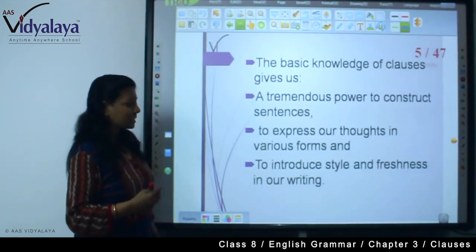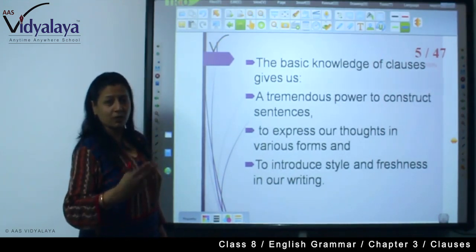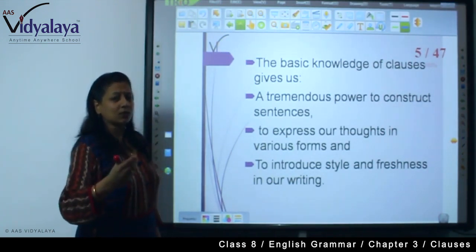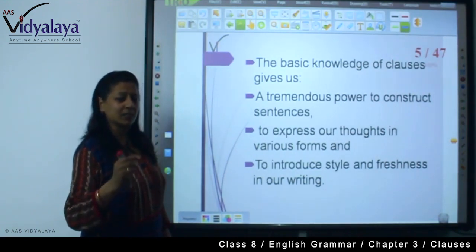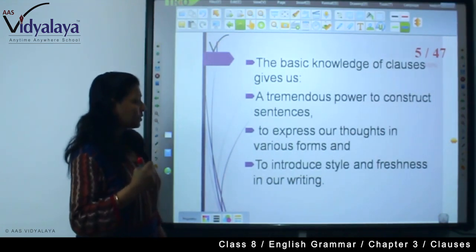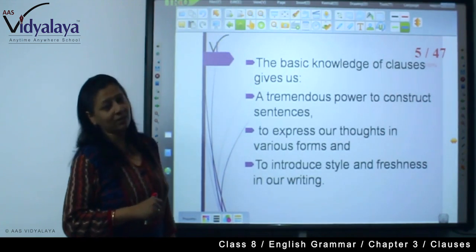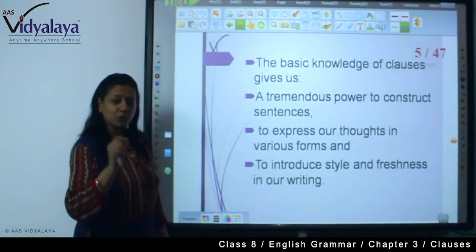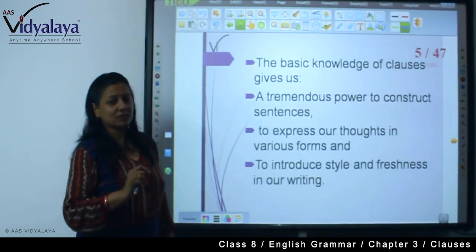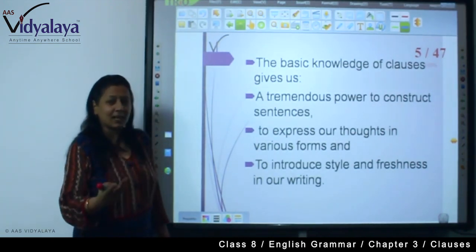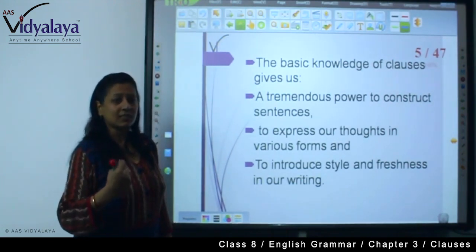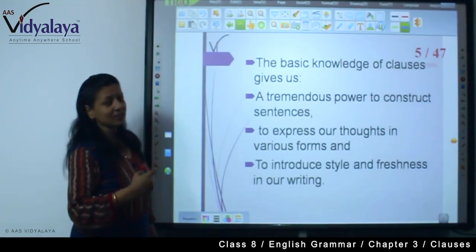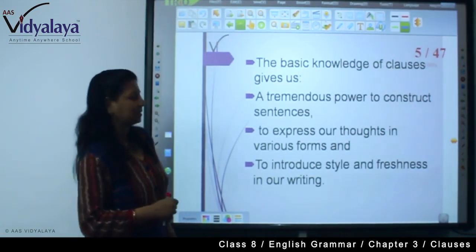Second, to express our thoughts in various forms. With a comma, with but, we can express all our thoughts by writing clauses. Third, to introduce style and freshness in our writing. When we add many clauses with punctuation marks and conjunctions, it gives style. We can introduce style to our writing and it looks very fresh. So clauses are very important to learn.